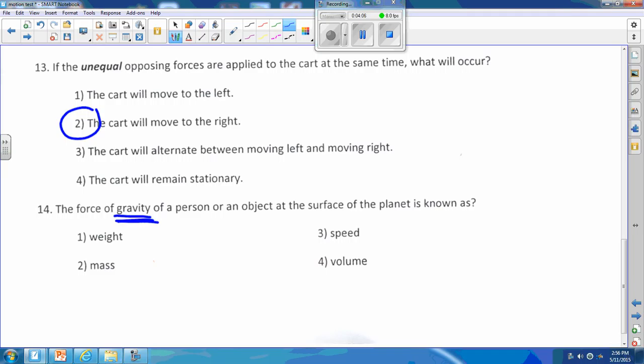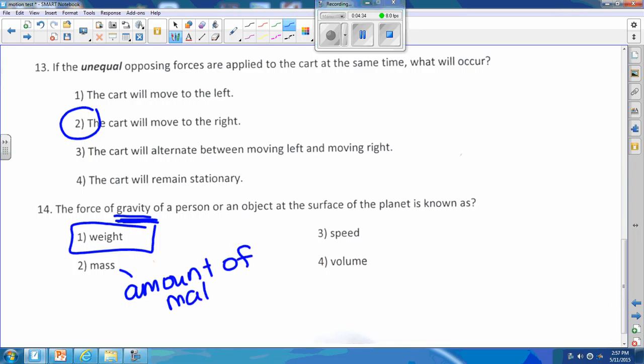Gravity changes. So the force of gravity on a person or an object at the surface of a planet changes due to 2 factors, mass and distance. So gravity is the measurement of the pull objects have on one another. So that's weight. That's going to change. Your weight will always change. Your mass is the amount of matter that makes you up. That's not going to change.